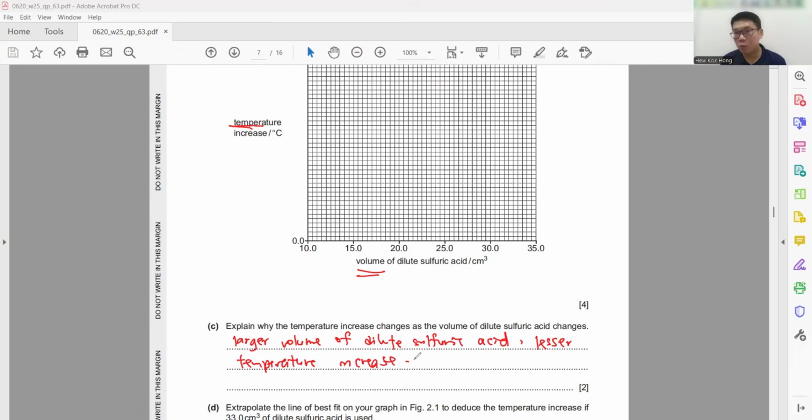Then you need to explain why this happened, because the same amount of energy is given out because acid is in excess. No matter how many acids you add in, the amount of energy released is the same, because magnesium itself is the limiting factor. They already confirm how much heat will release. But when you add more volume, then the heat needs to distribute to more volume of acid. That's why the temperature change is reduced. So the thing that you need to say is the same amount of heat energy is given out.